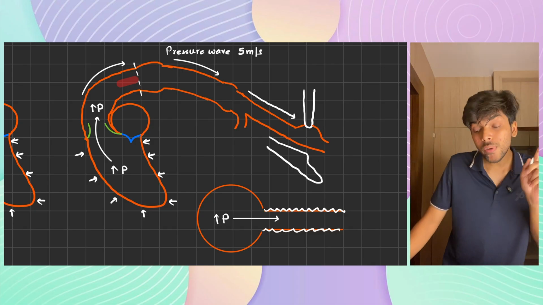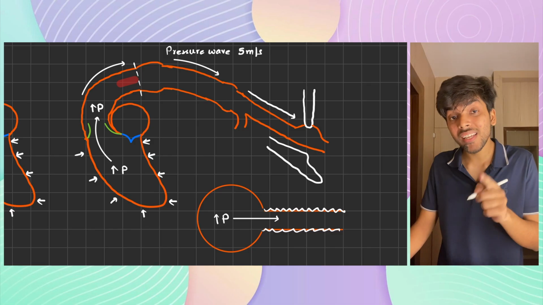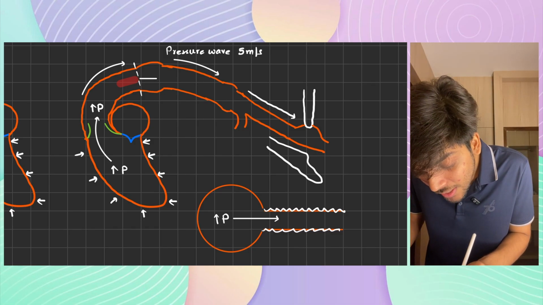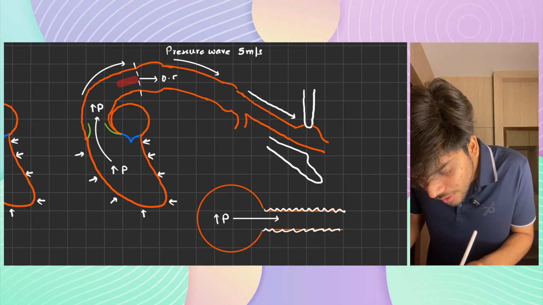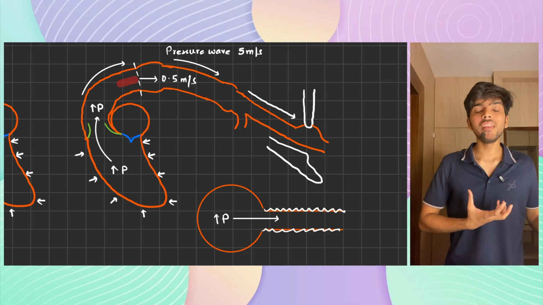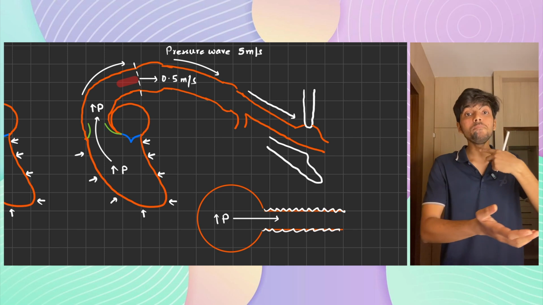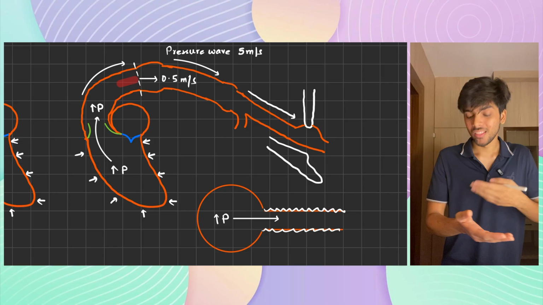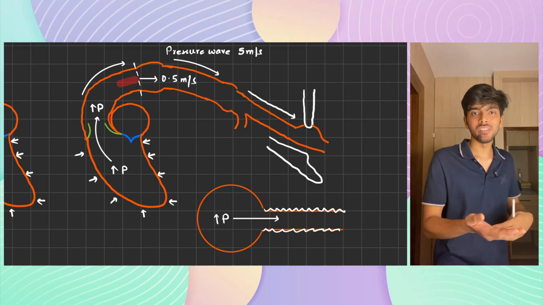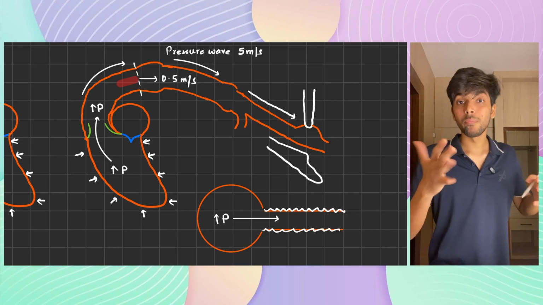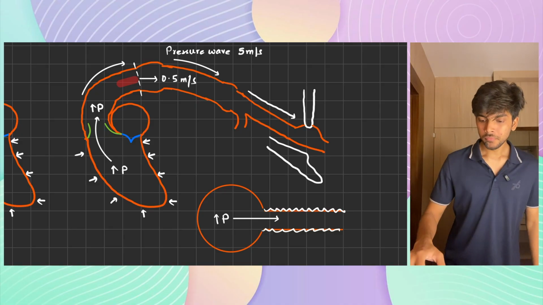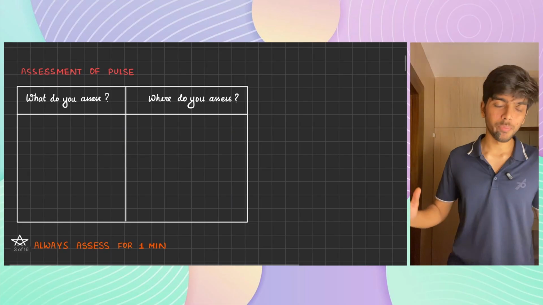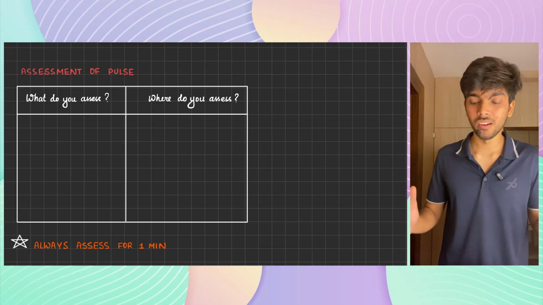The velocity at which the pressure wave is traveling or propagating is 5 meters per second. But the velocity at which the column of blood is traveling is 0.5 meters per second. That means when the left ventricle contracts, by the time the pressure wave reaches the peripheral artery, the blood is yet to come. The blood is behind. It's second in position. The pressure wave is there, but the blood has not yet arrived. Okay, so with that, hopefully you have understood the concept of pulse. I can't make it much easier.